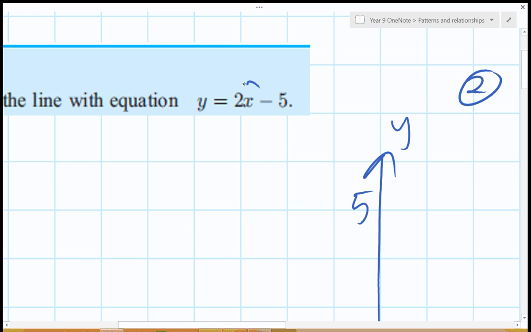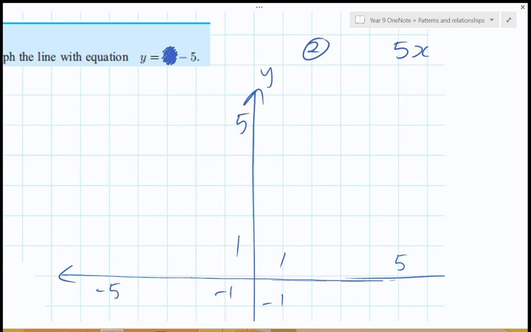So if I make x equal to 0, what does that do to 2x? Nothing. What's 2 times 0? 0. So if I made x equal to 0, that whole bit there would disappear. Now let's go back and look at our graph.